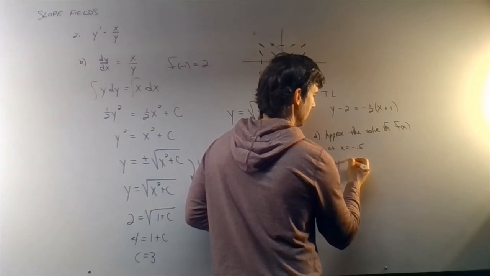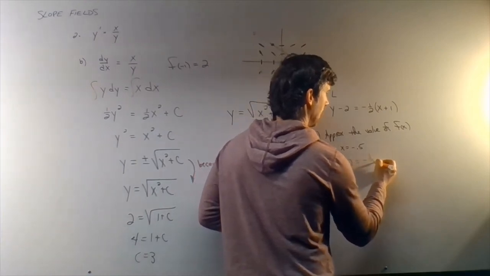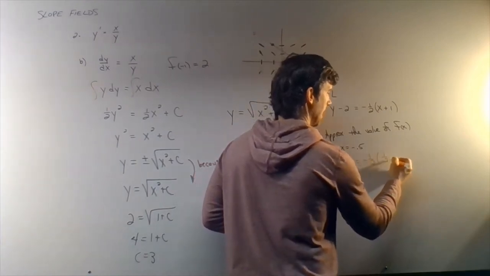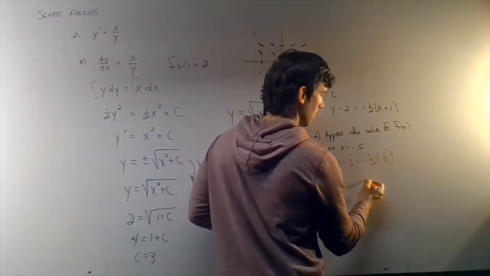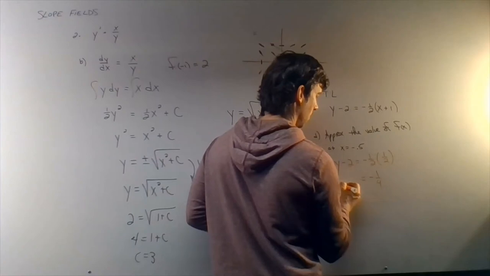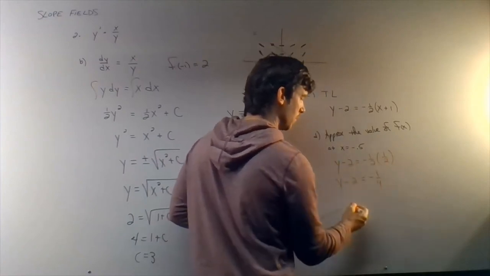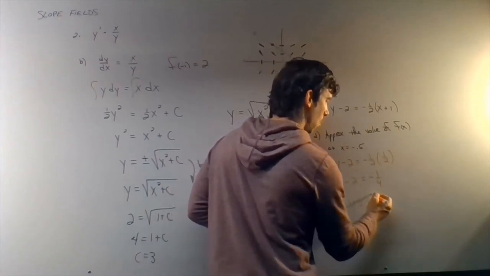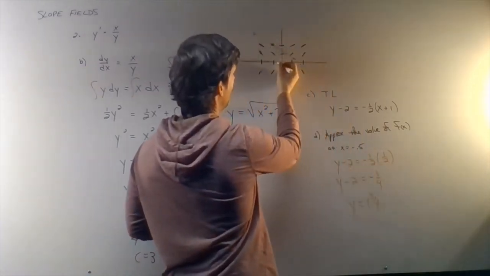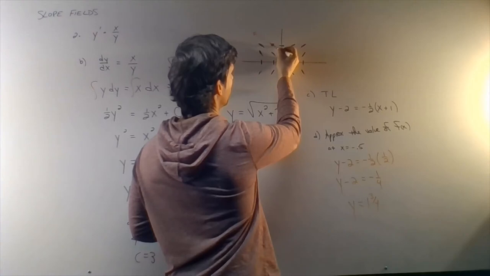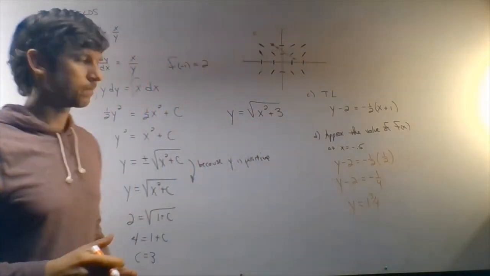So I have y minus 2 equals negative 1/2 times 1/2, because the distance from -1 to -1/2 is 1/2. So that's negative 1/4. We add the 2 and we get y equals 1 3/4. You can kind of see that on here. At negative 1/2, we're about 1 3/4. So that would be an estimate.